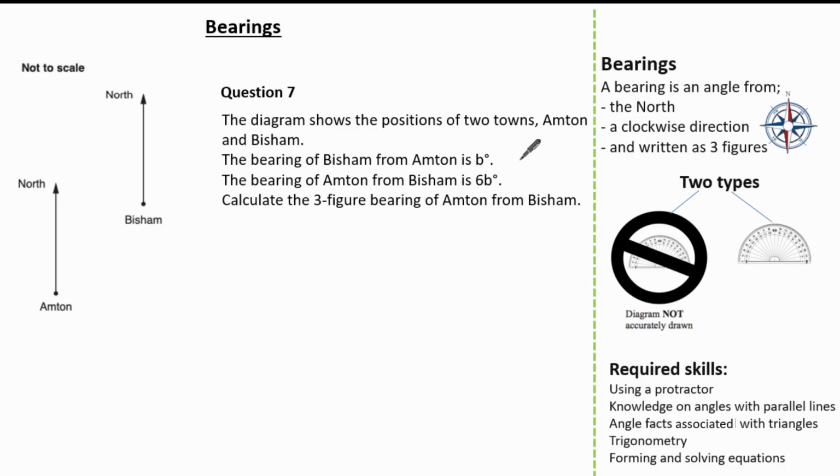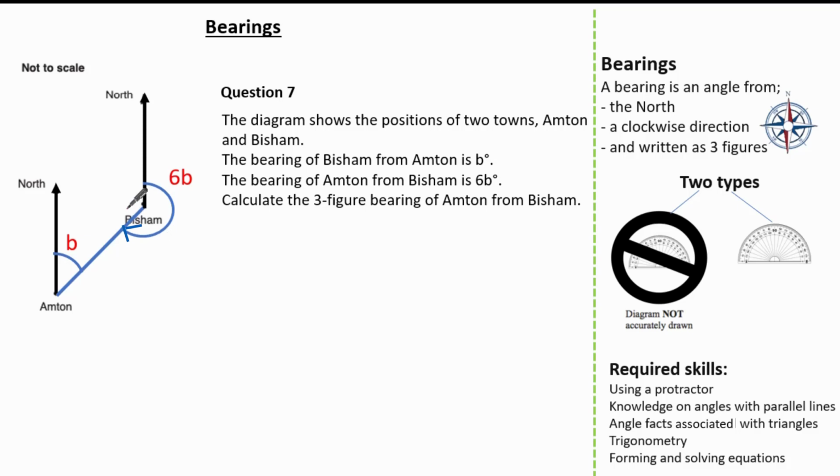Let's start by identifying what we know. Well, we know the bearing of Bisham from Ampton is B degrees. So starting with Ampton, let's identify our north, and we're going to Bisham. From here we know this angle is B degrees. Now the next part of the question states the bearing from Bisham to Ampton is 6B. So labelling this, we know starting from Bisham, which is our north, going to Ampton in a clockwise direction is 6B. We're asked to work out the three-figure bearing of Ampton from Bisham. So we need to form and solve an equation.